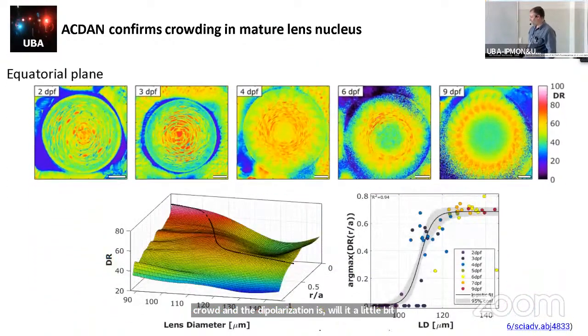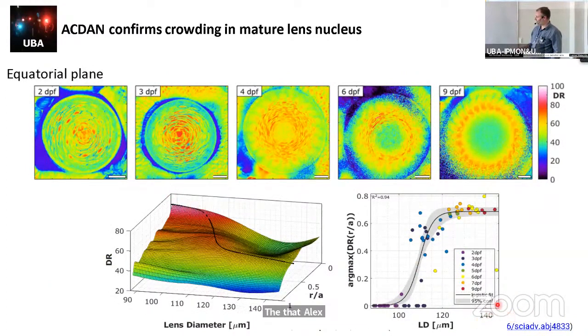And this is a qualitative analysis, but consider the algorithm that Alex developed. We were able to analyze, as I mentioned, hundreds of animals at different stages. And this is the distribution of the length diameter, which is a way of measuring how old the lens or the animal is, and the dipolar relaxation. As you can see here, this black line is from the beginning.